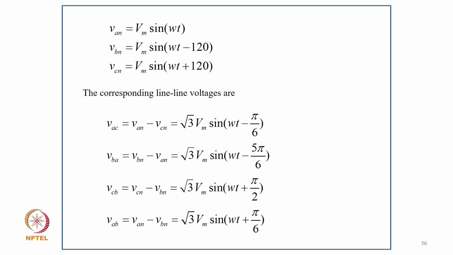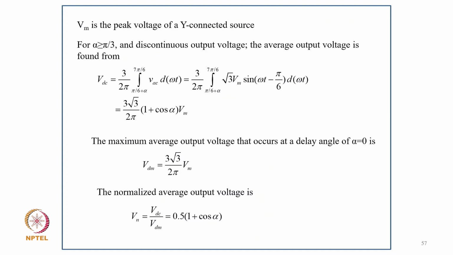So taking the phase voltages VAN equal to Vm sin omega t, VBN equal to Vm sin omega t minus 120, and VCN equal to Vm sin omega t plus 120, and then the corresponding line voltages: VAC equal to VAN minus VCN equal to root 3 Vm sin omega t minus pi by 6, and VBA equal to VBN minus VAN equal to root 3 Vm sin omega t minus pi by 6, and VCB equal to VCN minus VBN equal to root 3 Vm sin omega t plus pi by 2, and VAB equal to VAN minus VBN equal to root 3 Vm sin omega t plus pi by 6. So Vm is the peak of the star connected source.